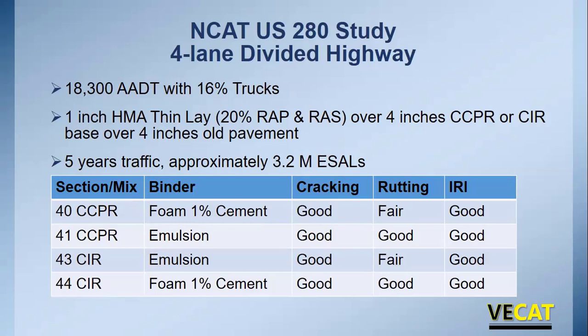So they put a 1-inch thin lay over 4 inches of CCPR or CIR. Over 4 inches, there was 4 inches of old asphalt remaining there. Been down for about 5 years. It's got over 3 million ESALs on it.